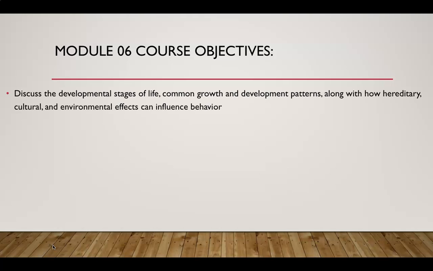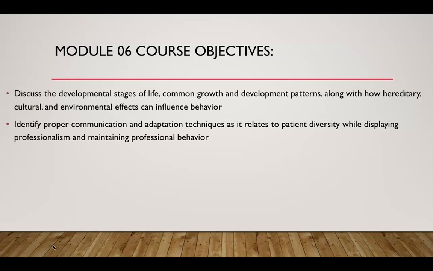To start off with, we have: discuss the developmental stages of life, common growth and development patterns, along with hereditary, cultural, and environmental effects, and how they can influence behavior. Because we're talking about pediatrics, we're talking about what it looks like from birth to 17 years of age, how we go through those stages, and what each one of those stages really means, and how it can affect the childhood and the growth and development based upon how the child was raised and what environment they were in.